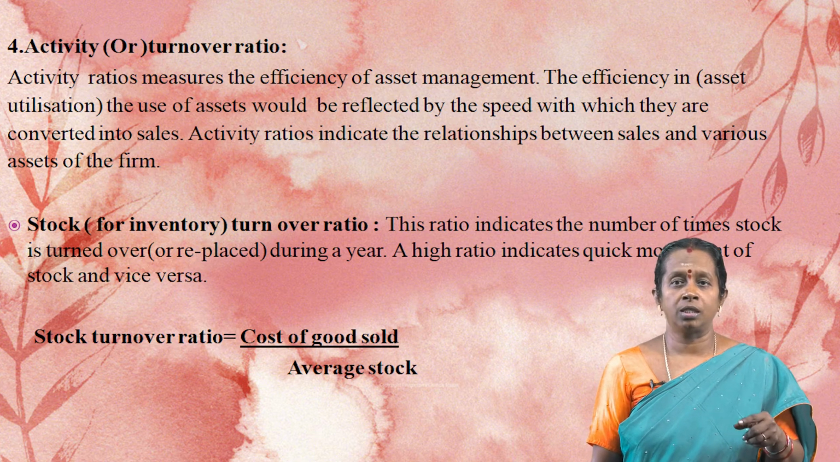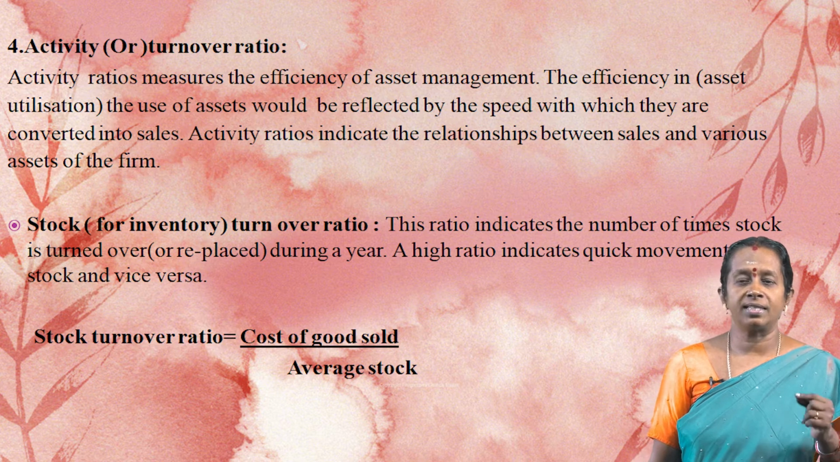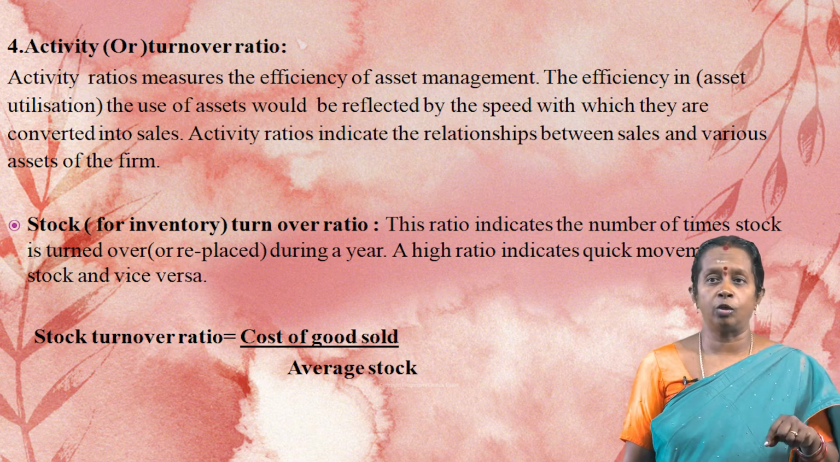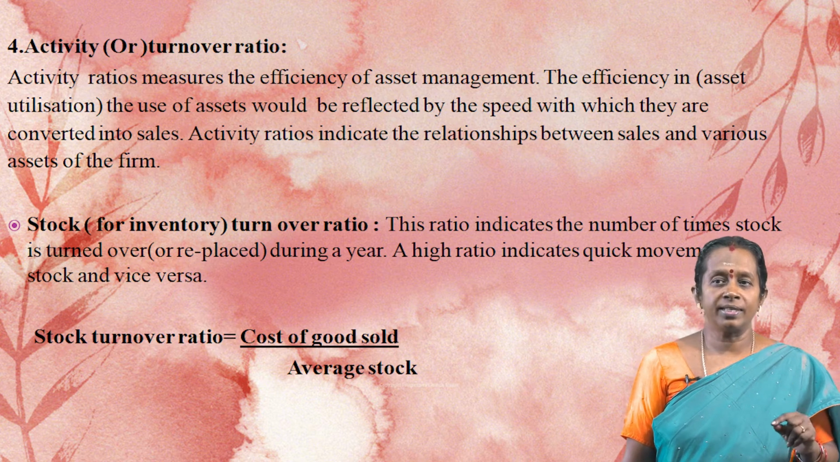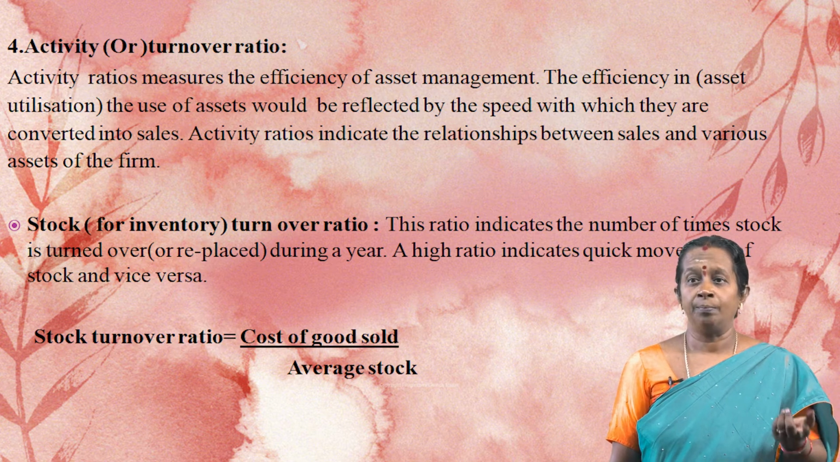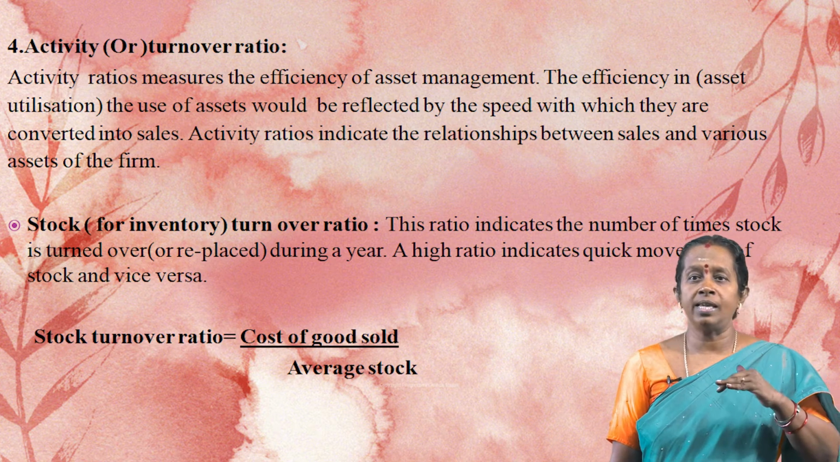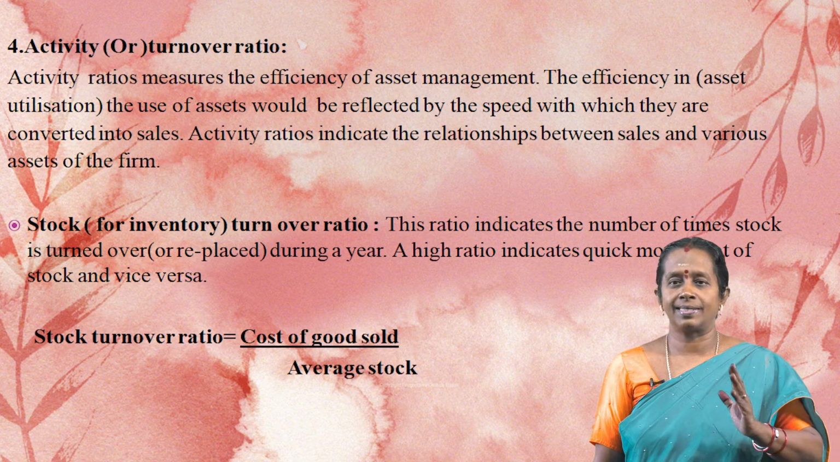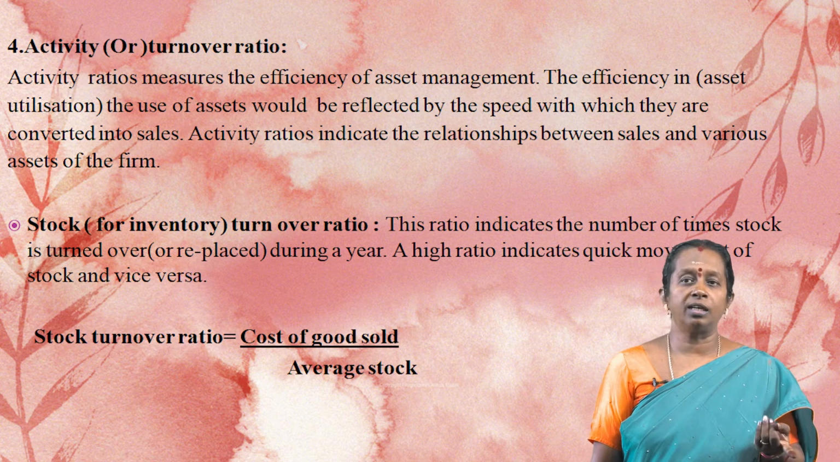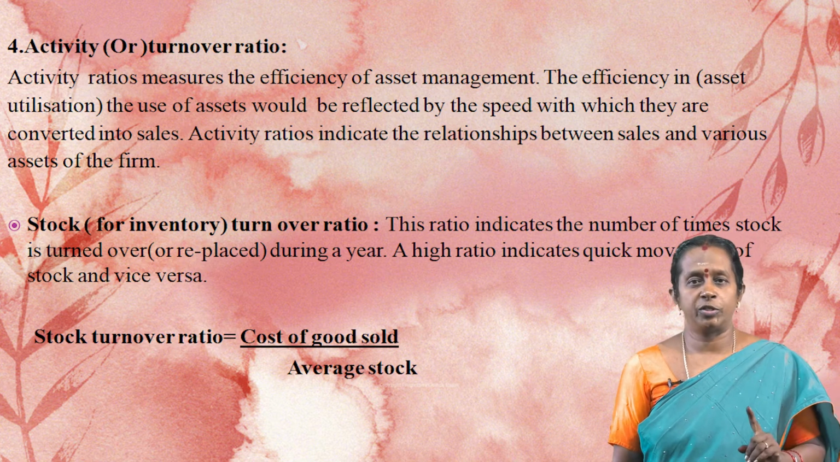Next one is the stock or inventory turnover ratio. This ratio indicates the number of times stock is turned over during a year. A high ratio indicates quick movement of stock and vice versa. That means a high ratio indicates quick movement of stock and a low ratio indicates slow movement of stock. The stock turnover ratio is equal to cost of sales divided by average stock.